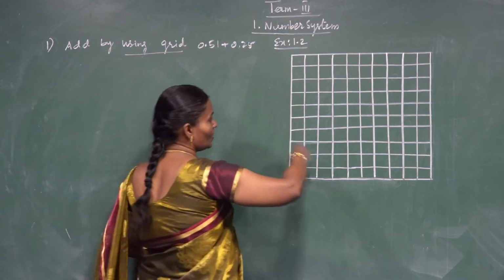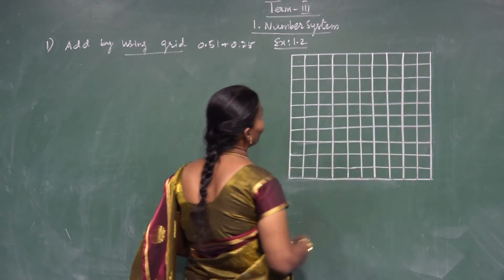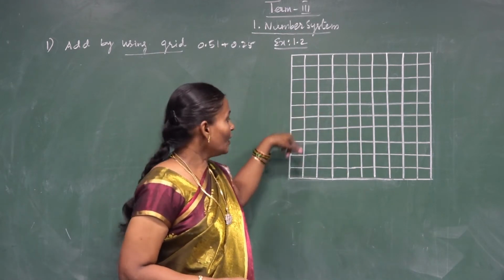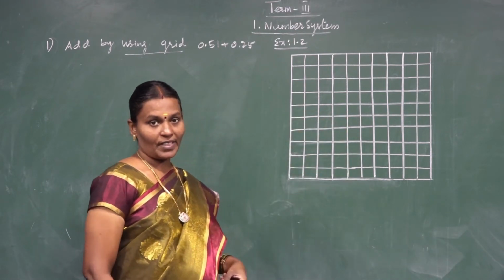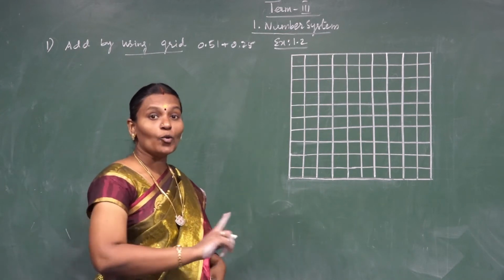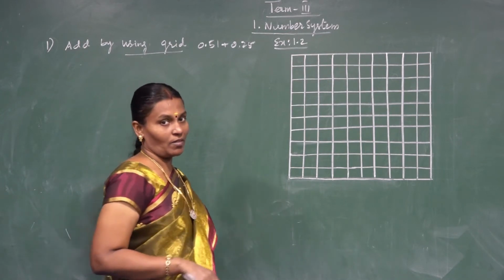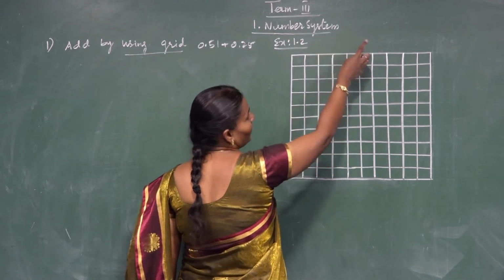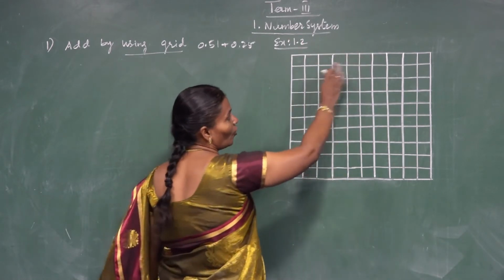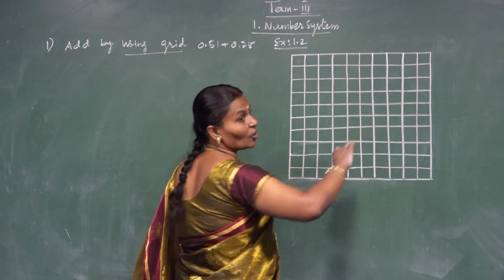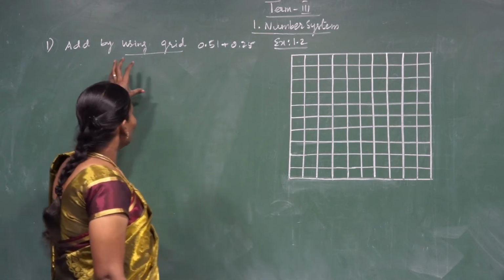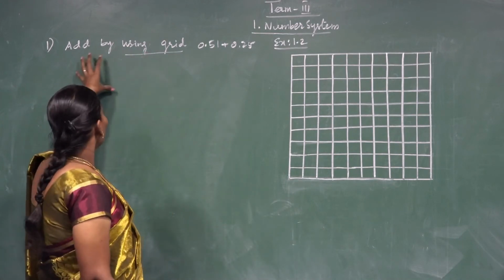See, this is a grid. Consider this grid. There are 10 rows and 10 columns in this grid. 10 rows, 10 columns means 10 tens are 100. So totally how many square boxes are there? 100 square boxes. See how to use this grid to add.